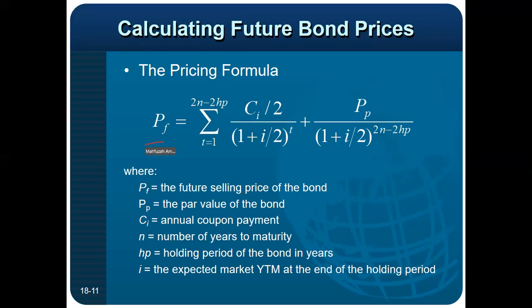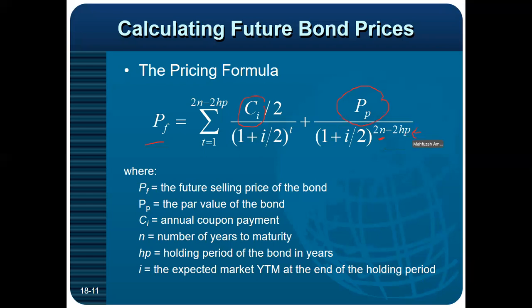P is the par value of the bond. C is the annual coupon payment. N is the number of years to maturity. So here is the number of years to maturity. HP is the holding period of the bond.